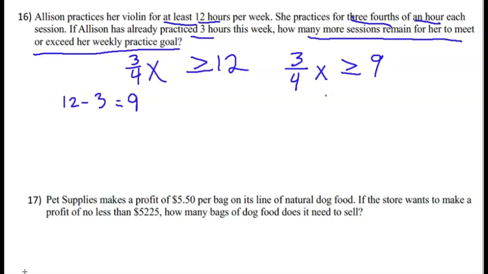All we have to do here is solve for x. Multiply by the reciprocal on each side. 9 divided by 3 is 3. 3 times 4 is 12. So in this case, she has to practice at least 12 more sessions.